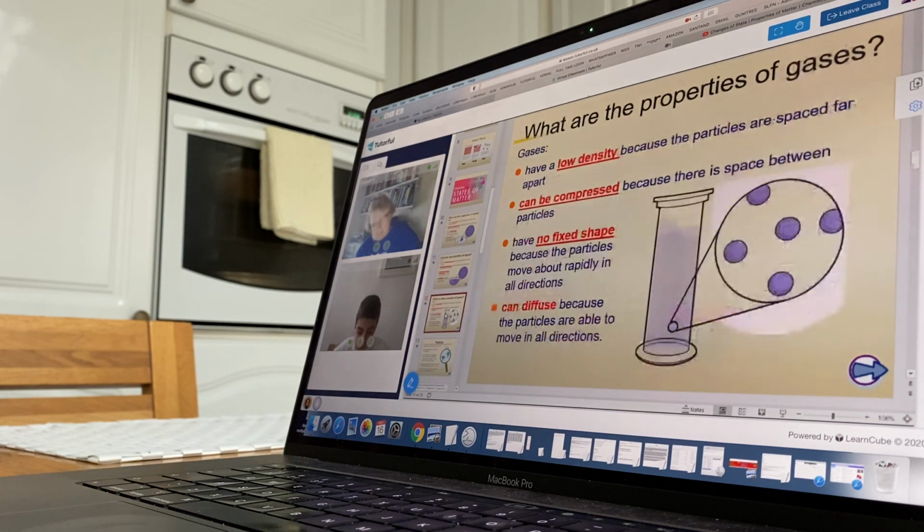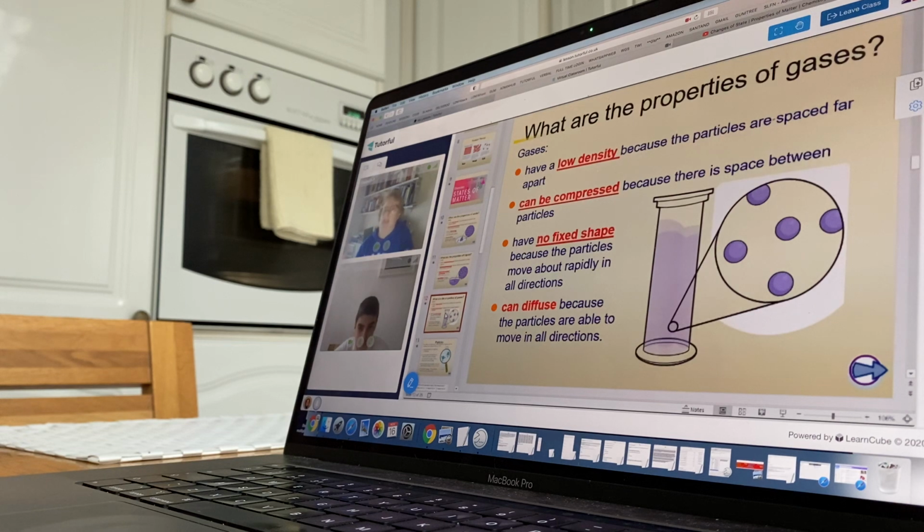Okay? And then the gas has got a really low density because those particles are a long way apart from each other. You can easily compress them. You see that in the syringe or whatever. And they don't have any fixed shape. They can take up whatever shape of the container you've got them in. And they can also diffuse because the particles can just move around, okay? You got any questions about any of that?